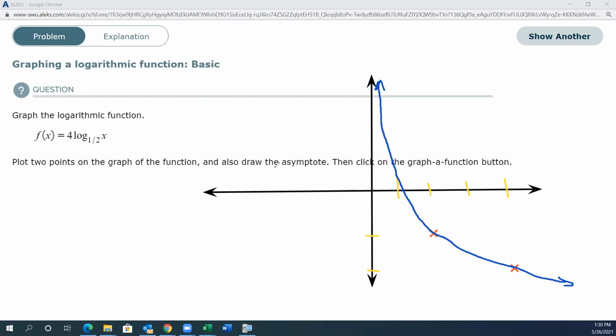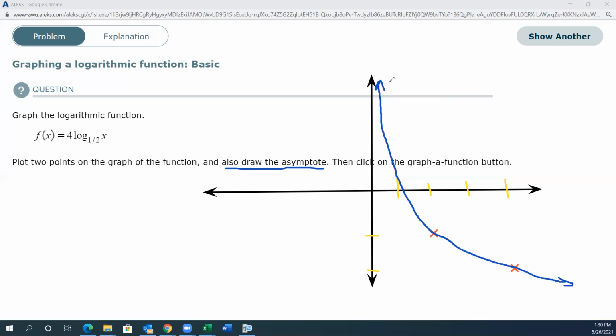Now, it does say, oh, and draw the asymptote. What the heck is that? Well, I'll tell you what it is. All right, the asymptote is a straight line that helps govern the extreme behavior of the function.